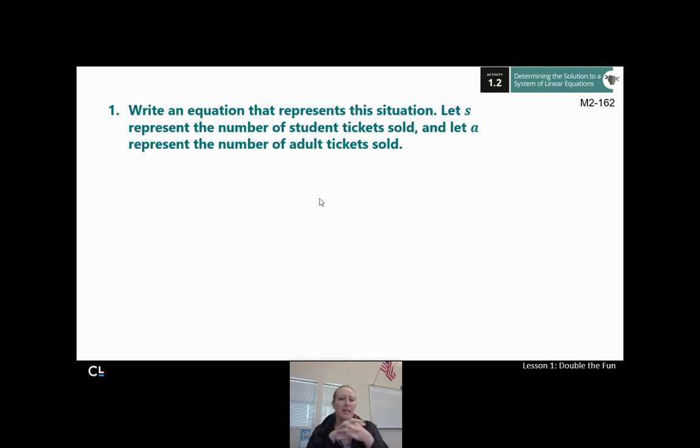If we have S, again, S will still be the number of student tickets. A will still be the number of adult tickets. We know we've sold a total of 450 tickets. Can you put those together in an equation for me? Hit pause, write it down, hit play when you're ready to check your work.